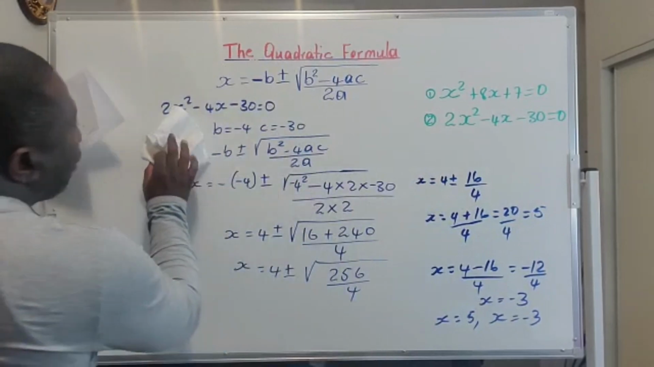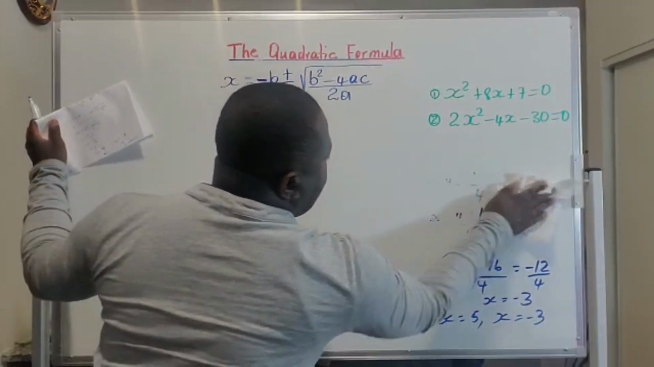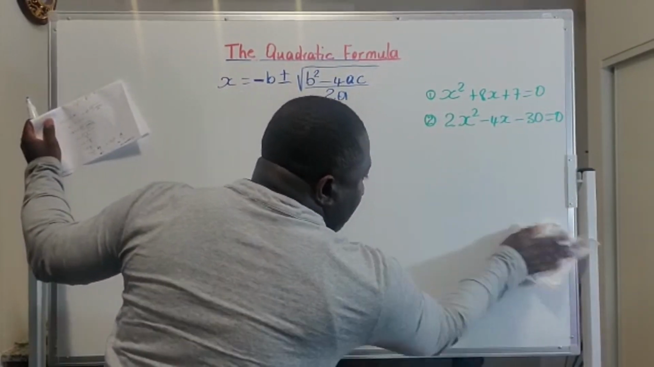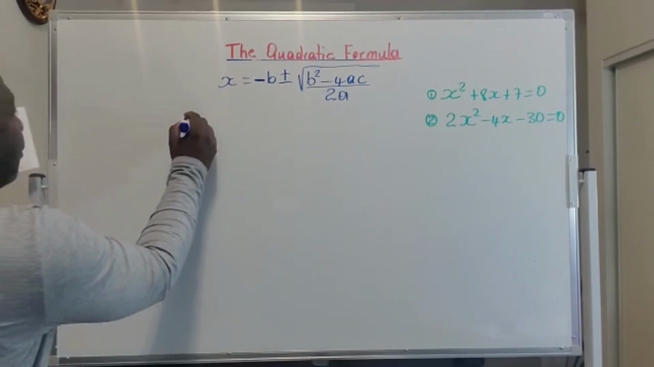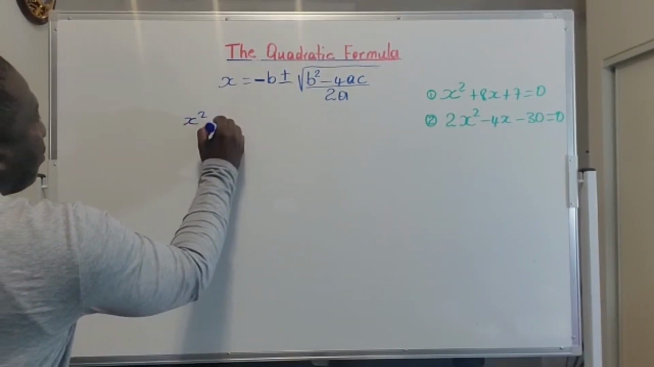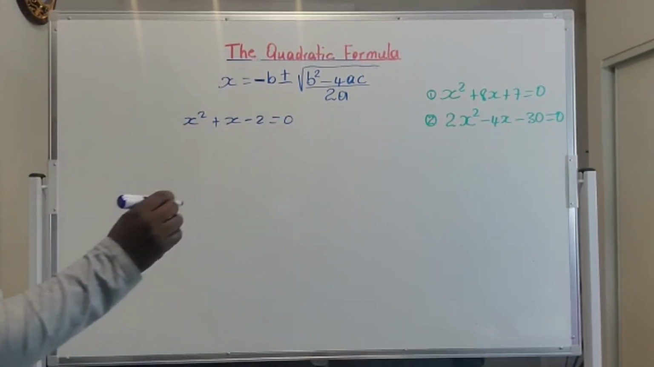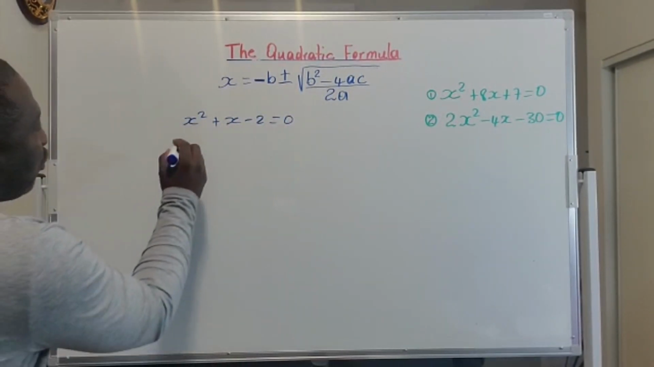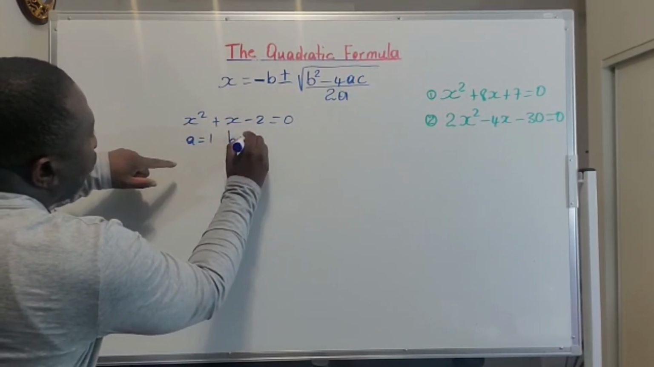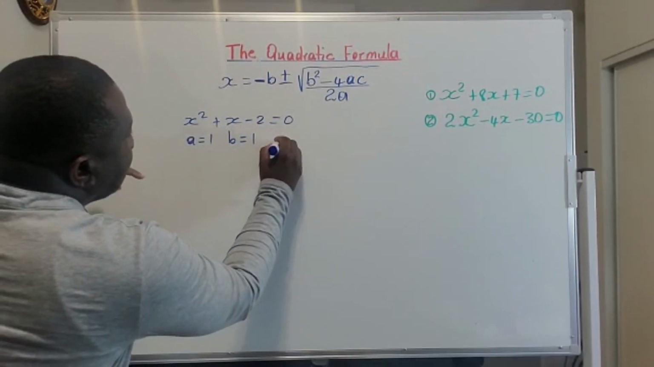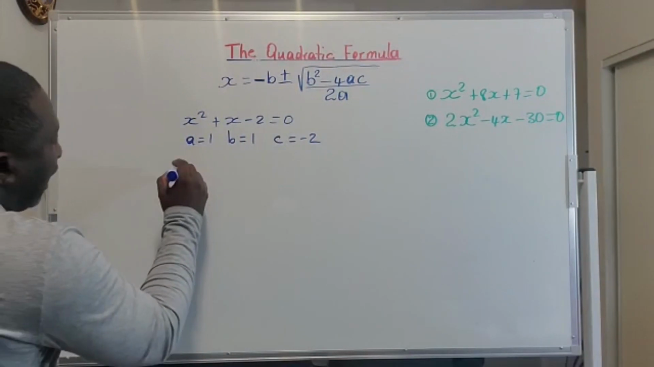Not trying to make this video too long, but in the interest of reinforcing the concept, the more you do is the more you will be able to grasp the concept. So x squared plus x minus 2 is equal to 0. In this case, we know that a is equal to 1, b is equal to 1, and c is equal to -2. So let us plug into the formula, guys.